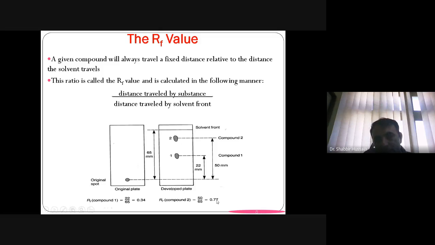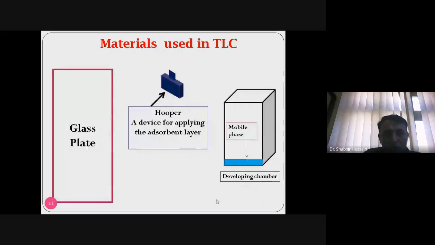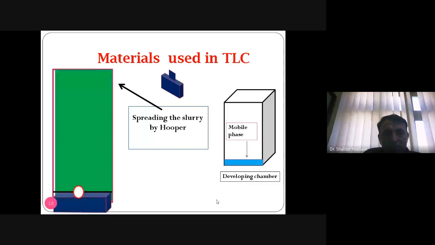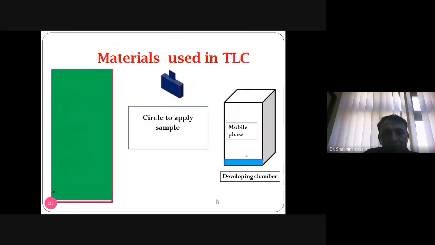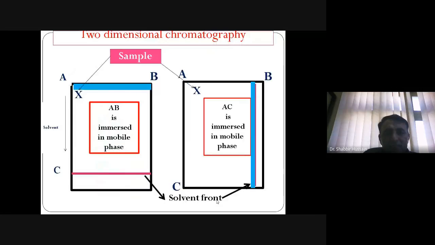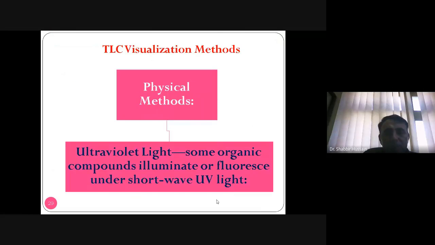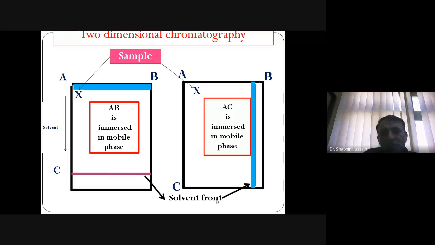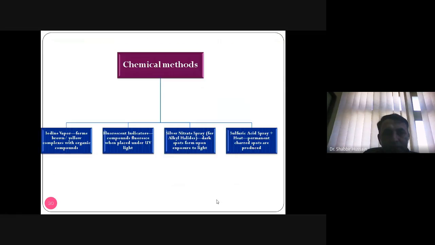Remember that RF value can never be greater than 1. It must be lower than 1, not greater than 1. Right? So we can identify its RF value like this one. Now we will discuss its some applications. कुछ applications के बारे में हम discuss करेंगे. Now two-dimensional, we can develop two-dimensional chromatography, but that is not in our syllabus. We will discuss it in any other class, right?